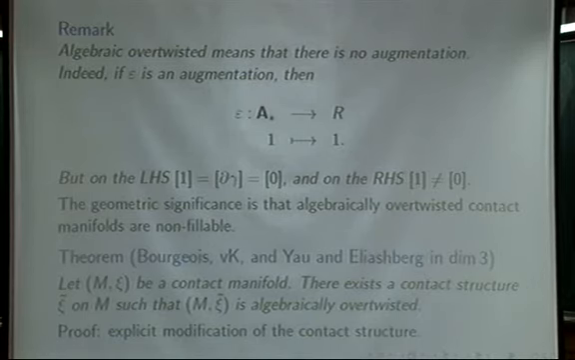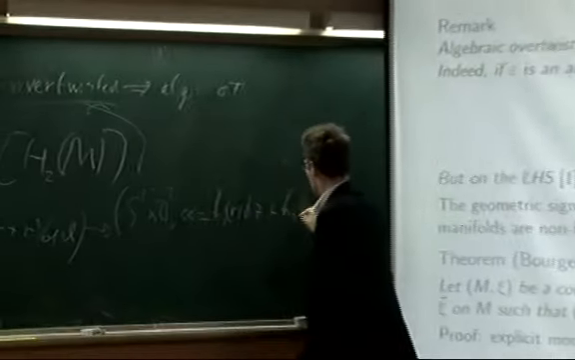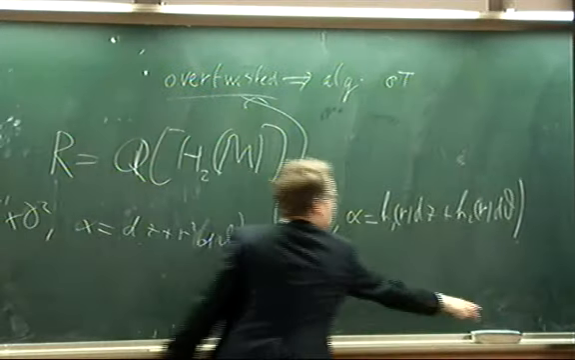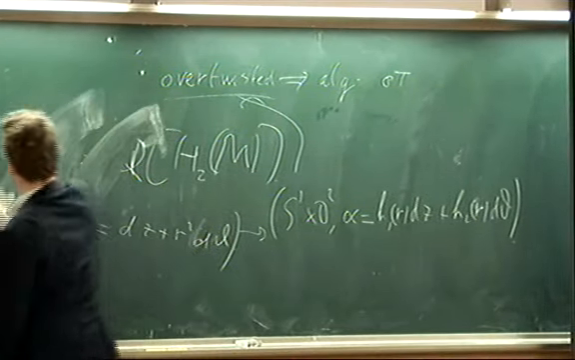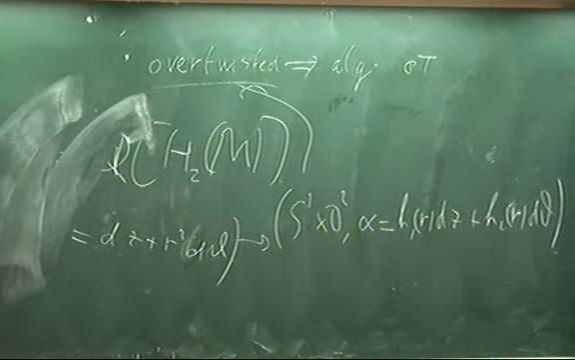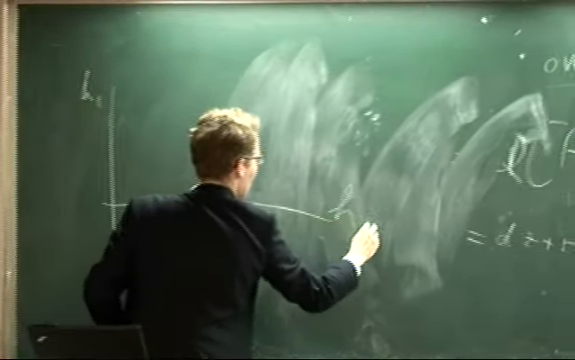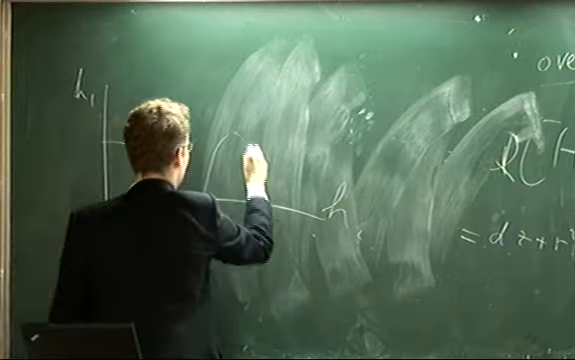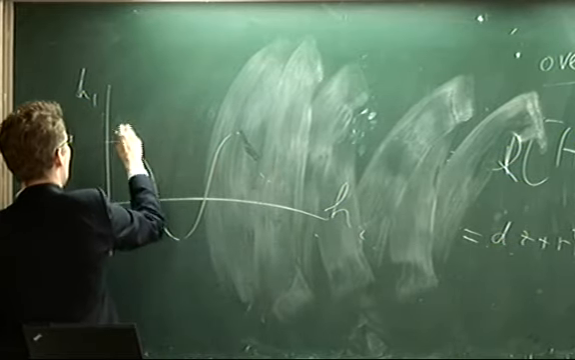So you take S1 times D2, and then you take the form H1(r) dz plus H2(r) d theta, where these functions H1 and H2 are going to model this twisting behavior. It's very dangerous to draw this, but something like this should be H1.